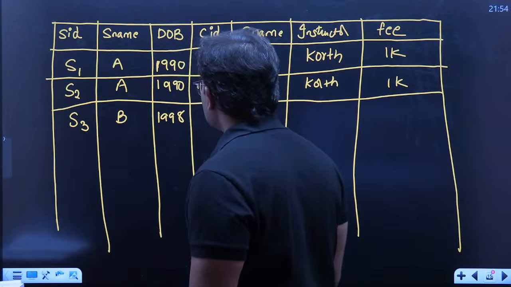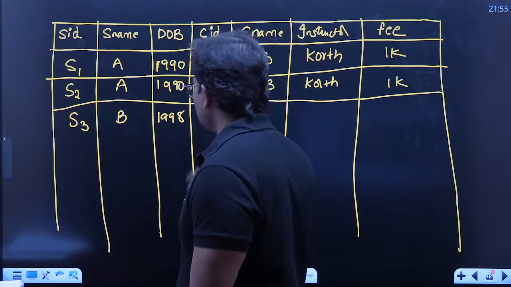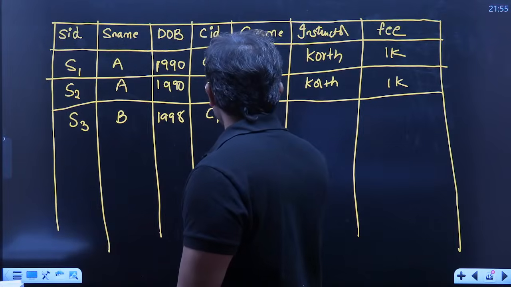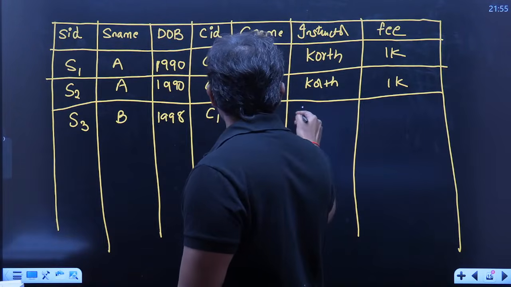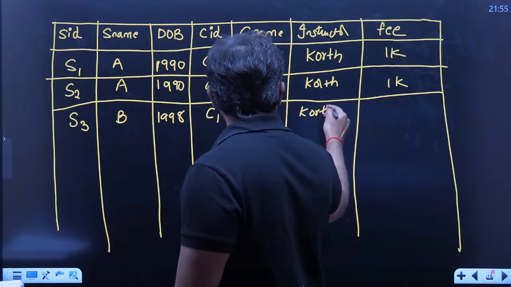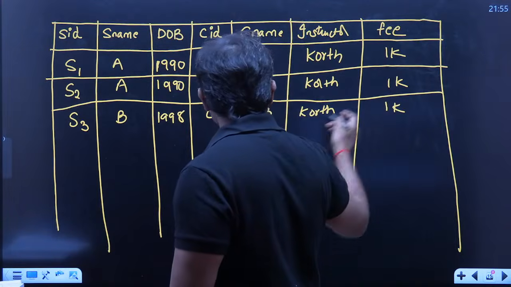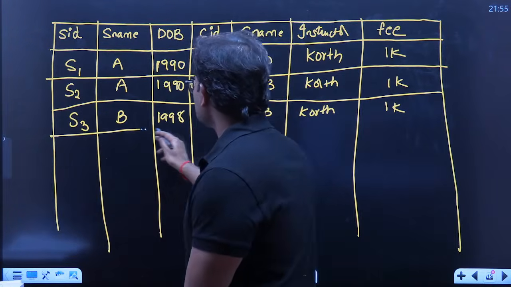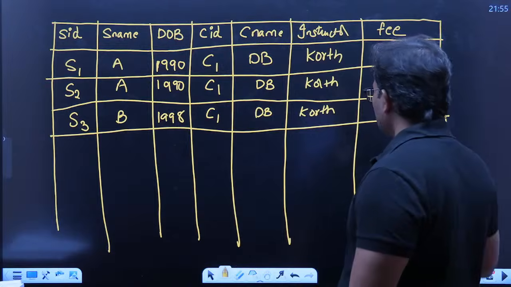1998, and the course is C1. He has taken course C1, which is the database course. Let us say the fee is 1K.